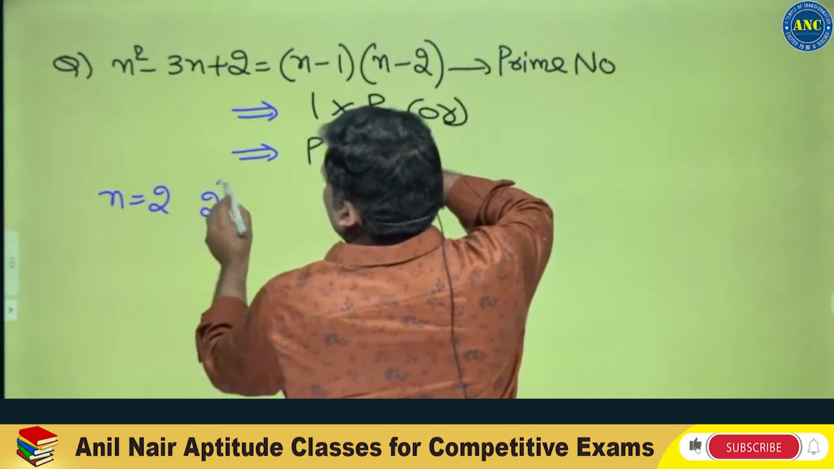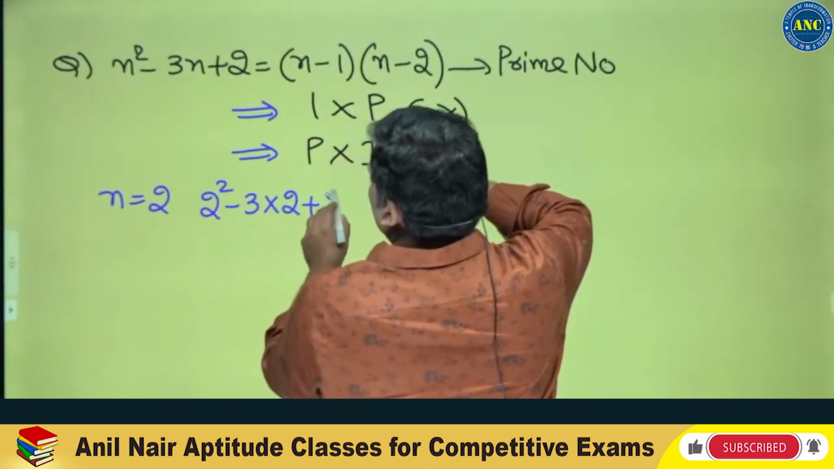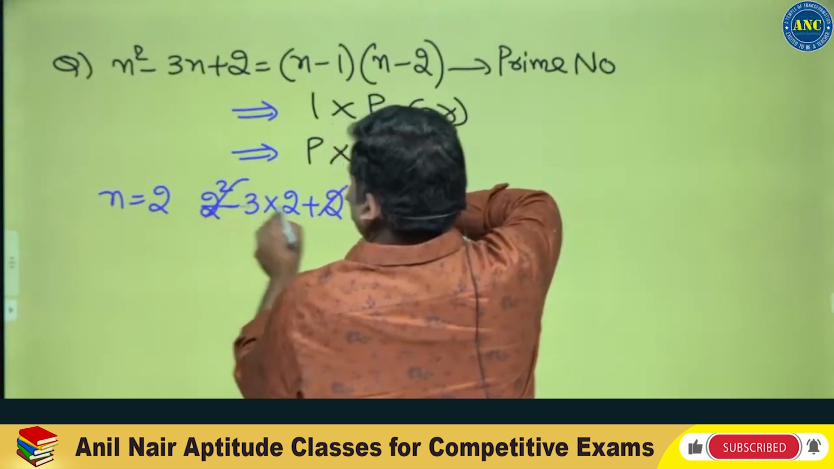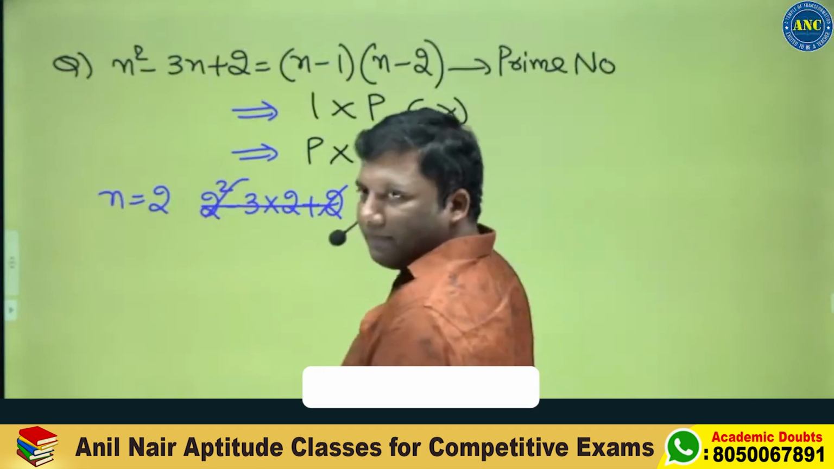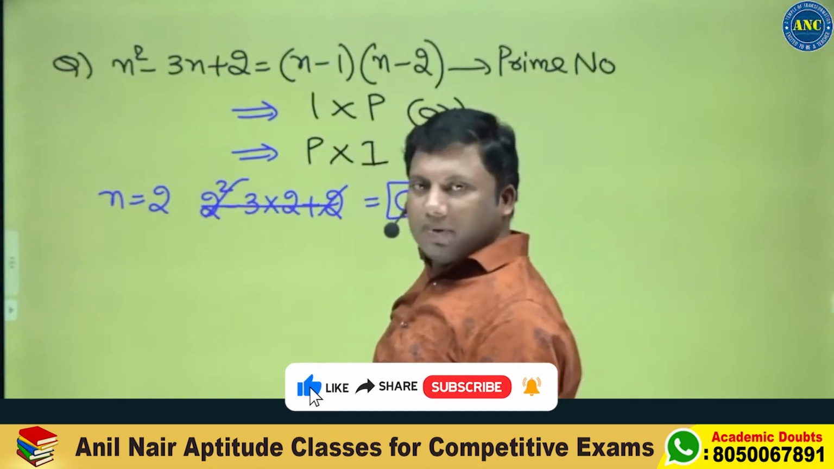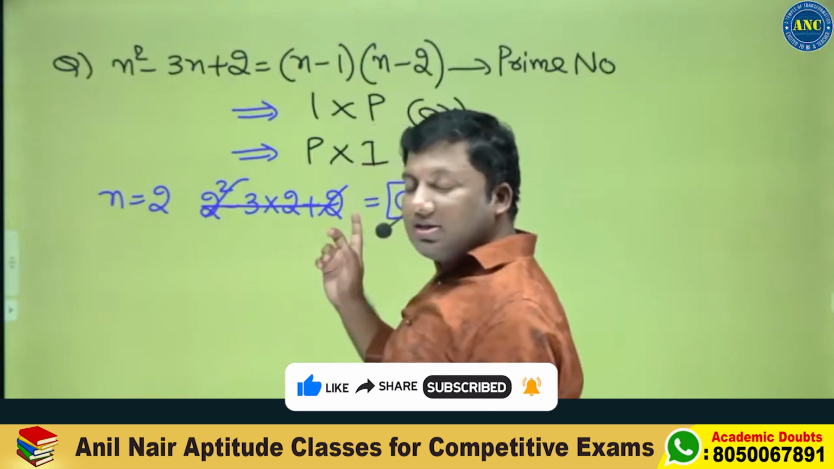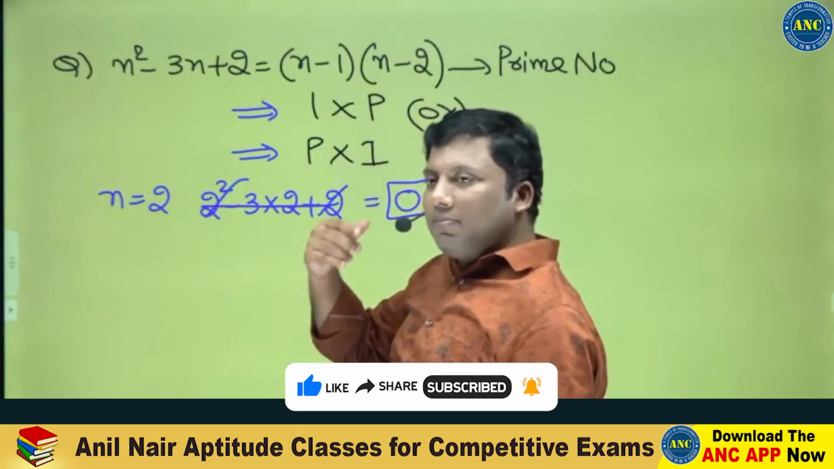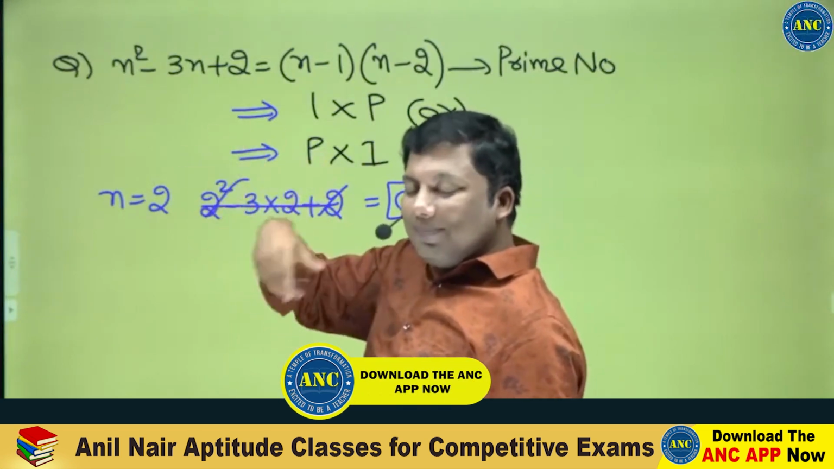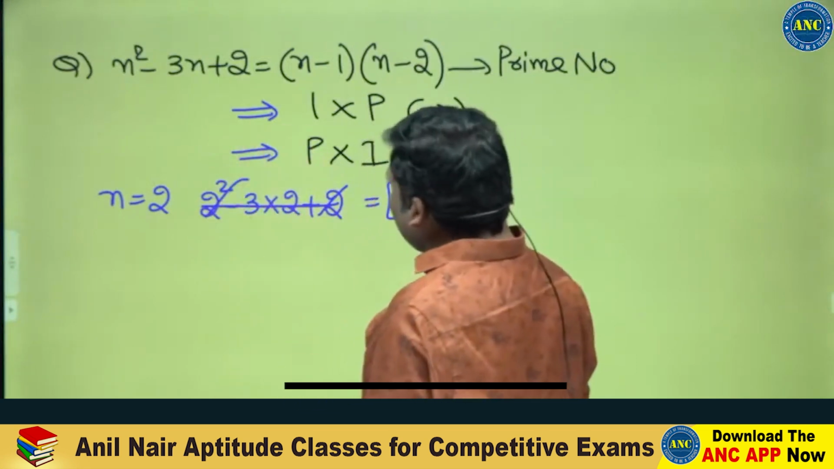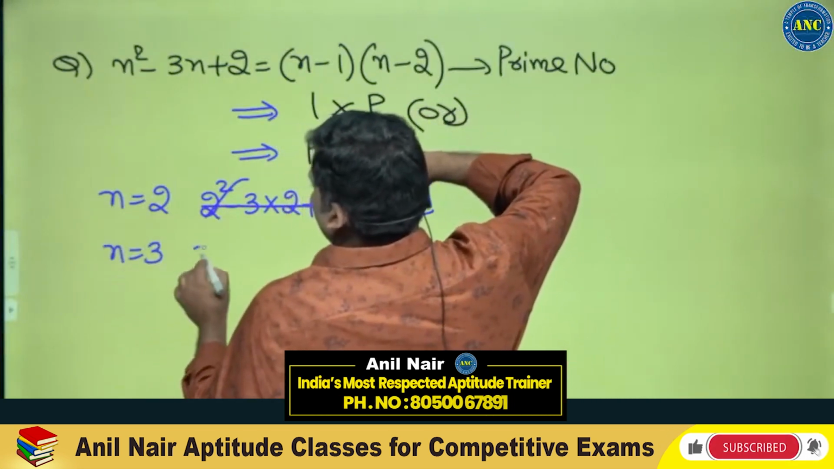So if n is 2, 2 square minus 3 into 2 plus 2: 4 minus 6 plus 2, which is 0. 0 is not a prime number. A prime number should be divisible by 1, so the number should be greater than 1. This is not possible.